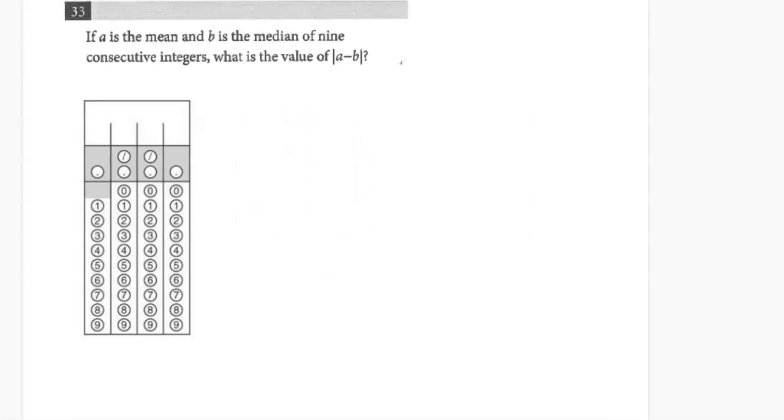All right, number 33. If A is the mean, which, remember, is just the average, and B is the median, which is the middle number once you line them up from small to big, of 9 consecutive integers. So we need 9 numbers right next to each other. Integers mean they can be positive or negative, but no fractions. What is the value of the absolute value of A minus B?